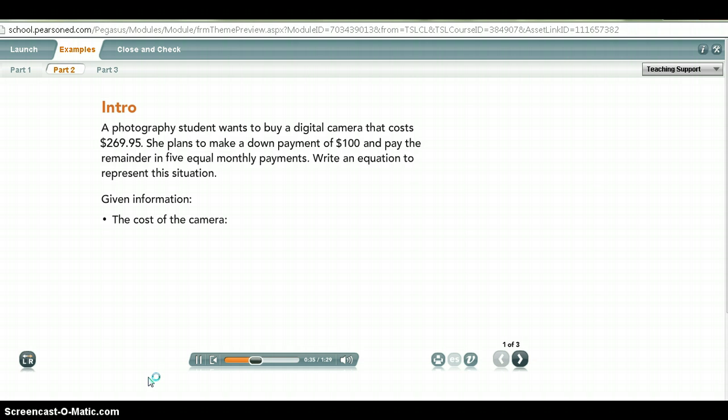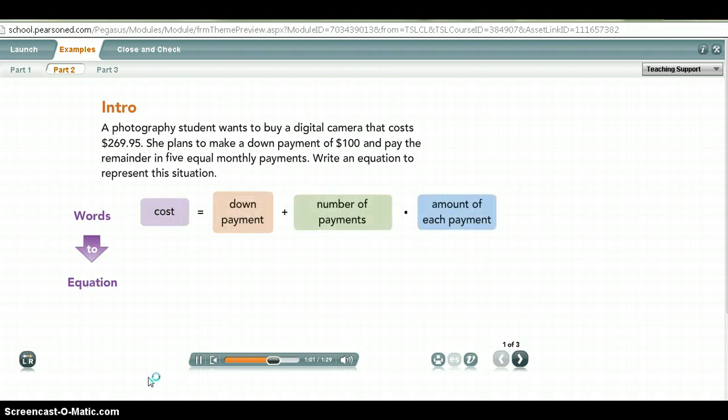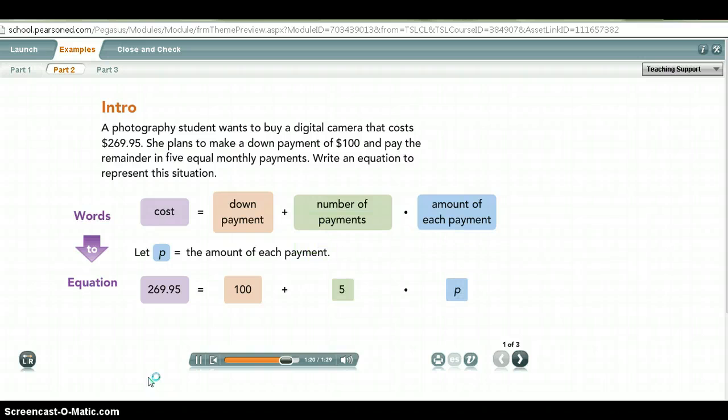You know that the cost of the camera is $269.95. The amount of the down payment is $100. The number of monthly payments is 5. Now you're ready to turn the words into an equation. First, the words. The cost equals the down payment plus the number of payments times the amount of each payment. Let P represent the unknown quantity, the amount of each payment. Use the information that you were given to write the equation. The equation 269.95 equals 100 plus 5 times P represents this situation.